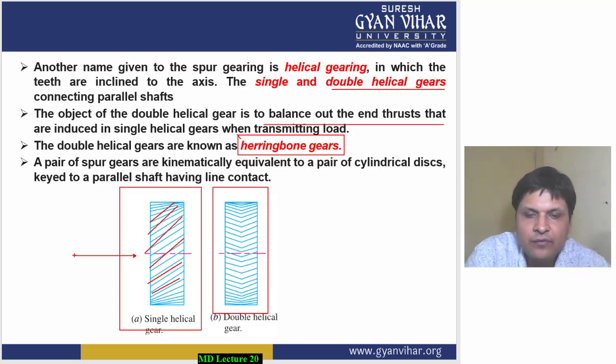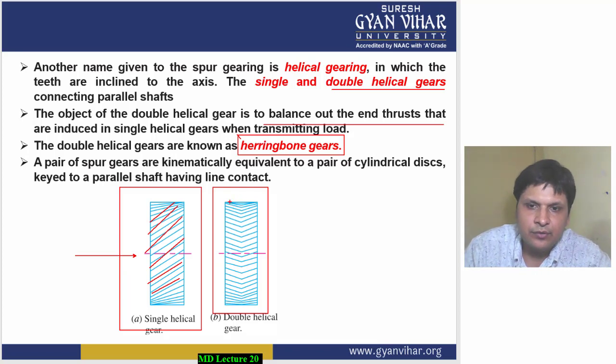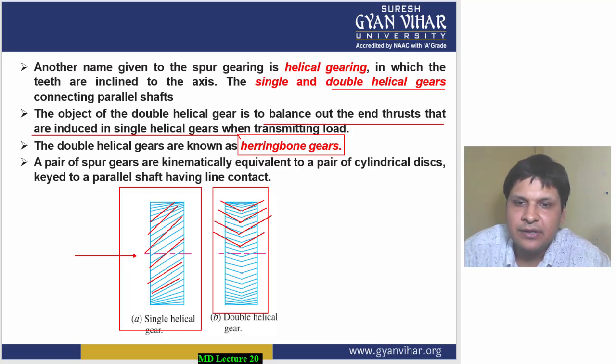So in order to overcome this problem, what we do, students, is we take the direction of inclination of the teeth of the gears on both sides. Here you can see the teeth are inclined on both the sides. Now what is the plus point of this double helical gearing? The plus point is that it balances out the end thrust that is induced in single helical gears when transmitting the load.